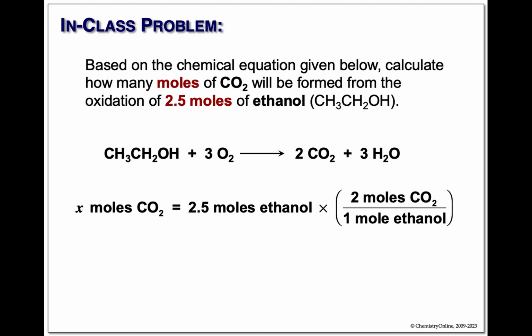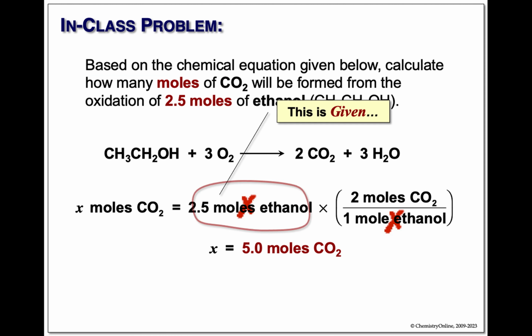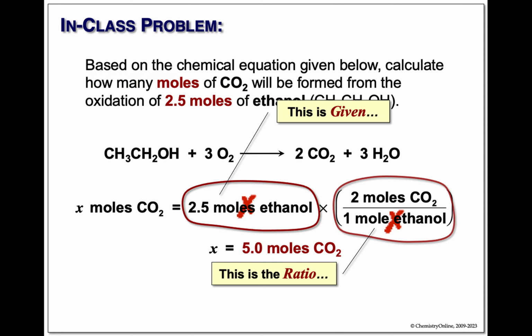If you want to do it the other way, this is what we're actually doing. 2.5 times 2 divided by 1. If this looks familiar, this is given. This is our ratio from the other way. And that's what we're trying to find. So it's exactly the same. You just don't have to write this out a second time.